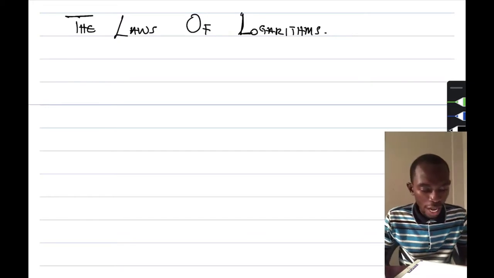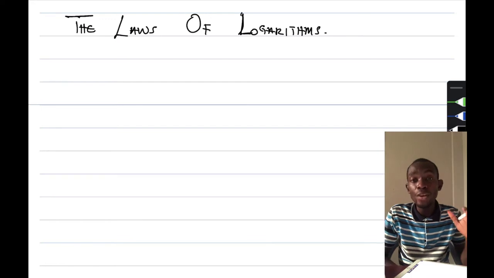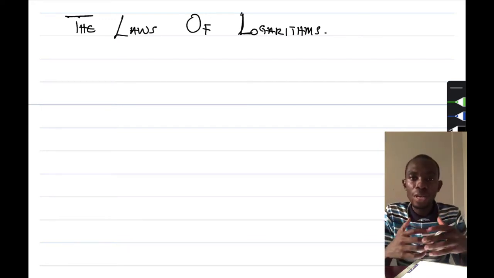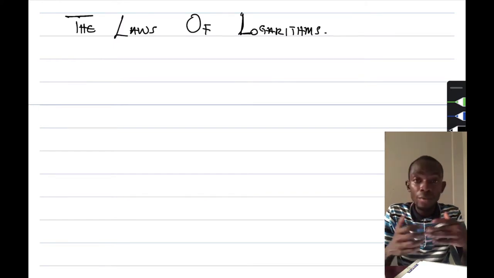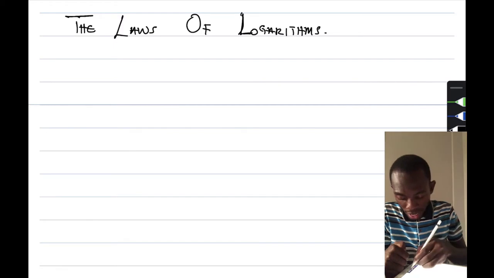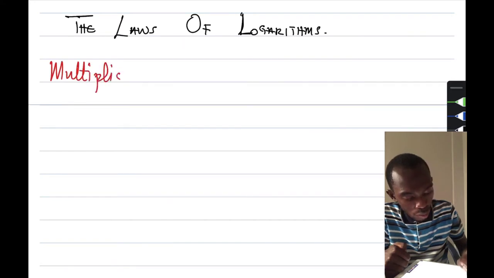All right, so now let's talk about the laws of logarithm. If we know the laws, then whenever we are given a problem, we can apply the laws to the problem and then we'll be able to solve it. All right, so let's start with the first one, that I will call the multiplication law.